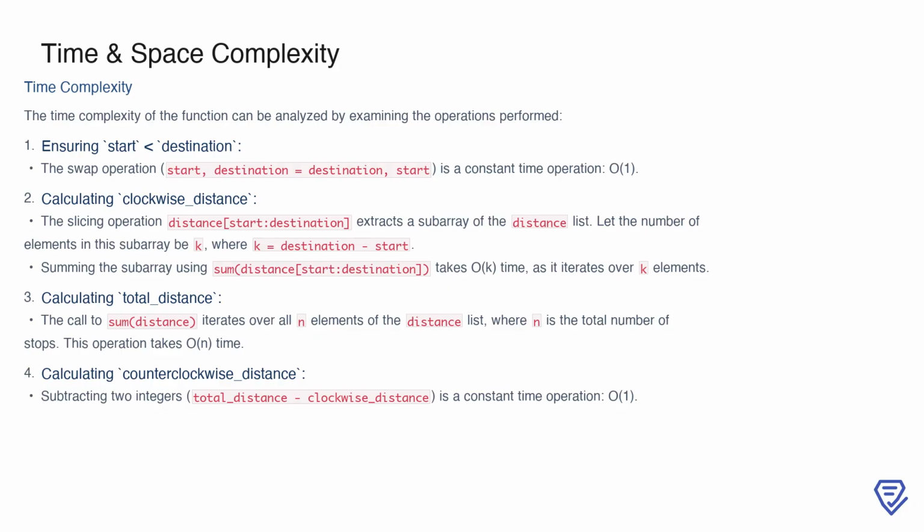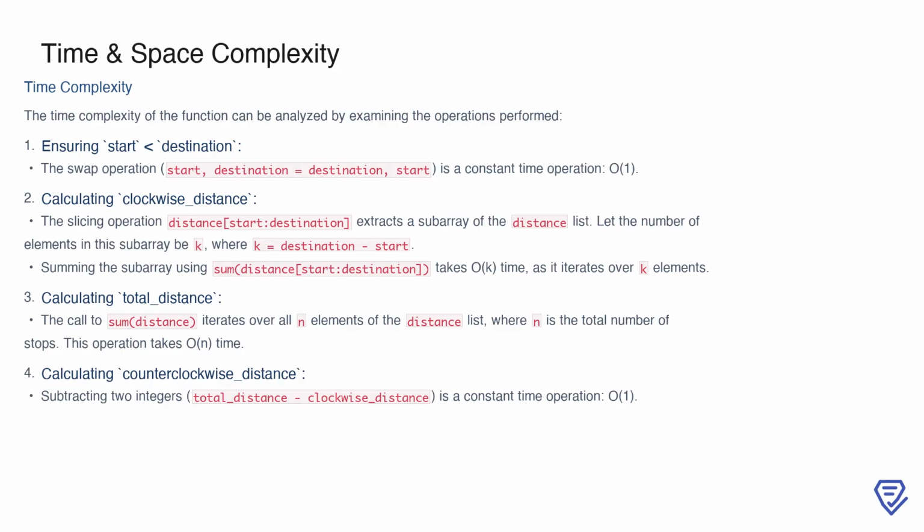To determine the time complexity of this function, we begin by analyzing each operation independently. First, ensuring that the start index is less than the destination involves a simple swap operation. This is a constant time operation, O(1), because it doesn't depend on the size of the input. Next, we calculate the clockwise_distance. This involves slicing the distance list to extract elements between start and destination. Slicing is proportional to the number of elements in the slice, which we'll call k. Summing this sliced subarray also takes O(k) time, as it requires iterating through those k elements.